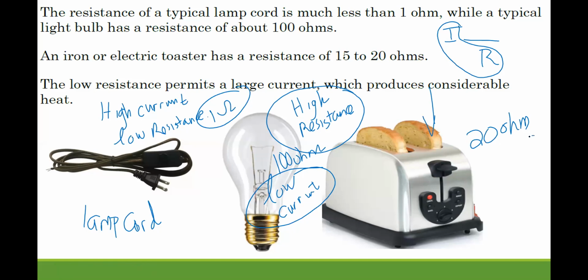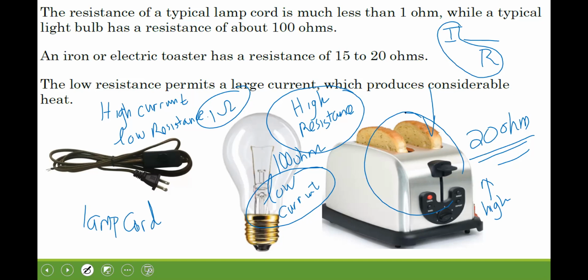That's why they make here a low resistance. This low resistance makes the current high, so it makes you give heat. So here, low resistance, high current. High resistance, low current.